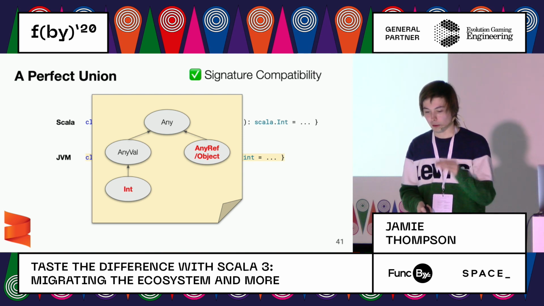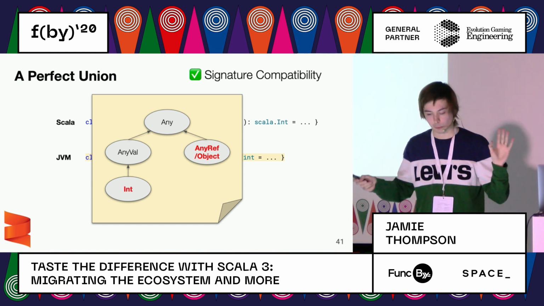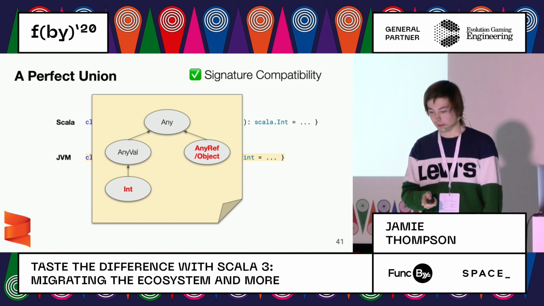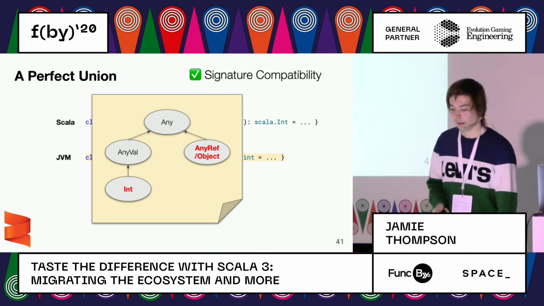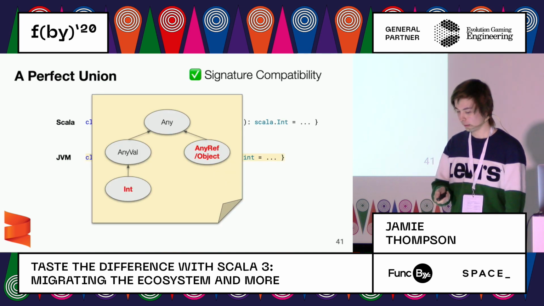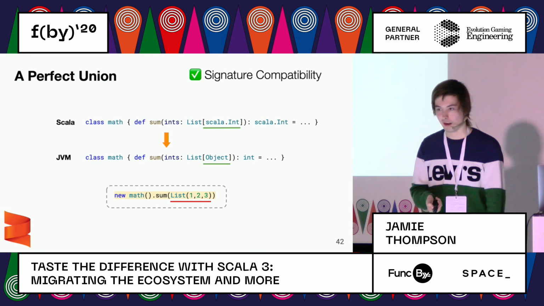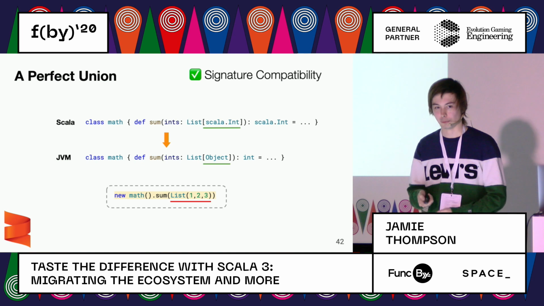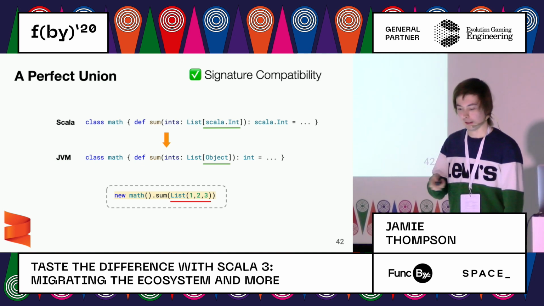At the very top we have Any, which is any value at all, and then on the right hand side we have Object, which is the Java top type, and Int is not related to Object in the Scala type system. So if Scala just saw the class file with the list of Object, then you wouldn't be able to pass a list of ints to it as you would hope, because those types are not related.